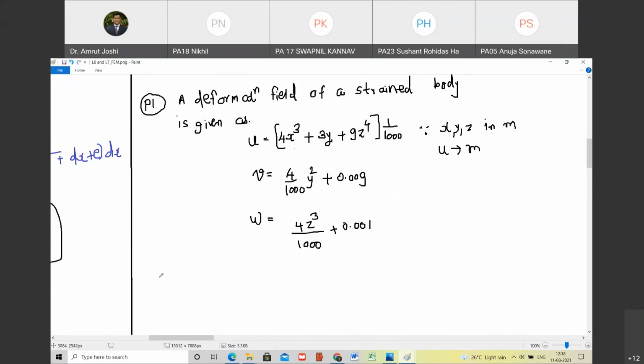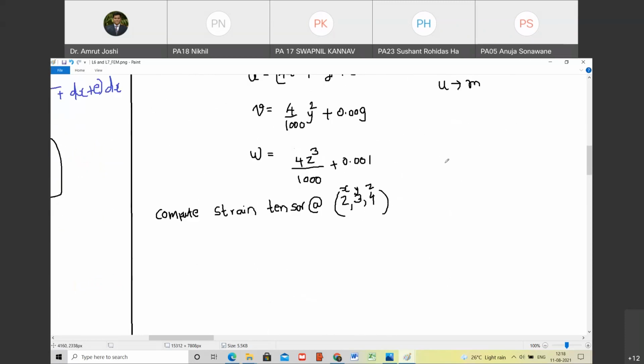And you have been asked, compute strain tensor at 2, 3, 4. So these are the coordinates. These are x, y, z coordinates. Are you with me? Yes, sir.